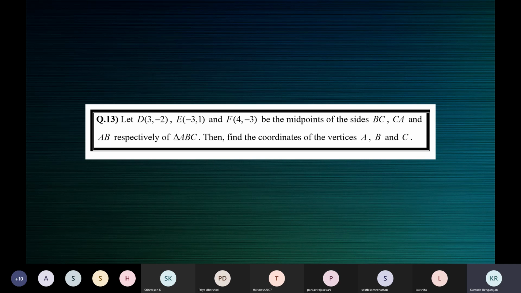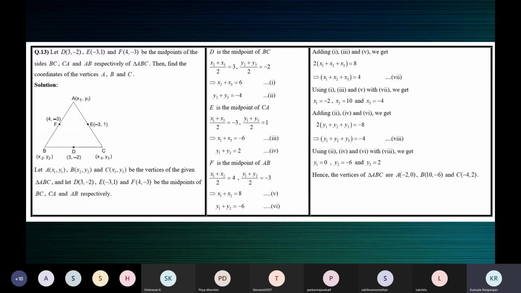Let D, E, and F be the midpoints of the sides BC, CA, and AB, respectively, of triangle ABC. Find the coordinates of the vertices A, B, and C. Let me explain this, and then you can work it by yourself.